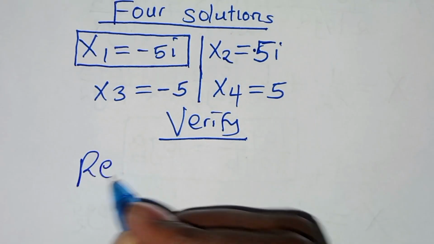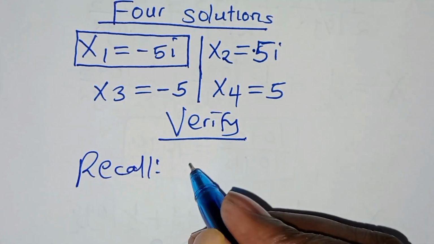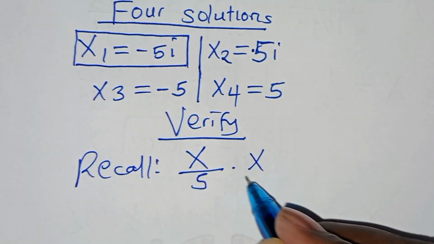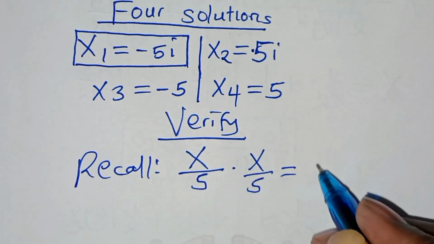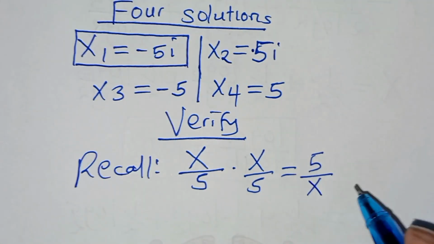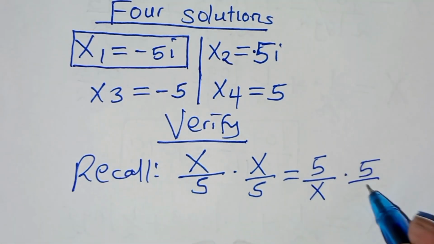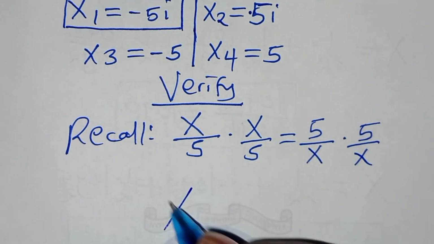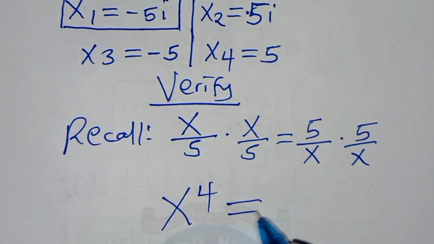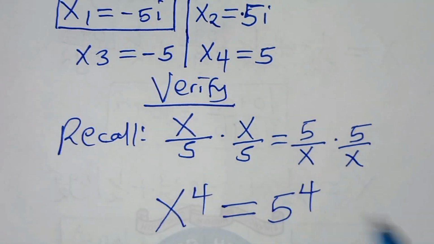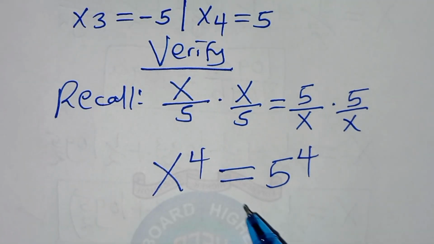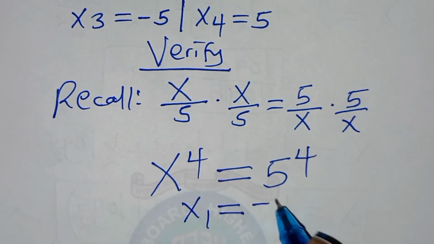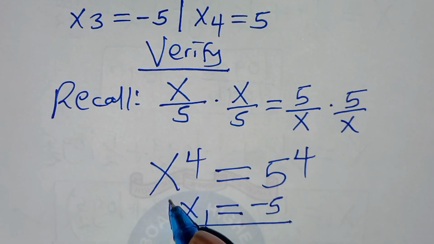Now, if you recall here, we have that x over 5 times x over 5, this is equal to 5 over x times 5 over x, which we simplify here to x to power 4. This is equal to 5 to power 4. Let's substitute the first value of x, that is x1, which is equal to minus 5i. Let's substitute this.